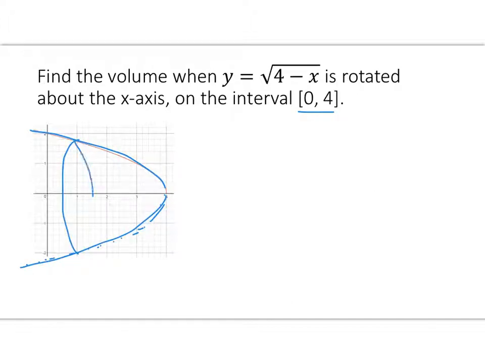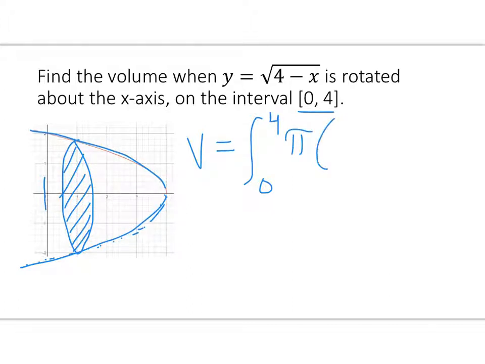And I'm still going to get a disk, right? I'm not worried about an inner piece just yet. So here's my disk, and I need that area. So my volume equals the integral, and I'm going along the x's, so from 0 to 4, of pi times my radius, which is from here to here, which is going up to the curve, the square root of 4 minus x, squared dx.